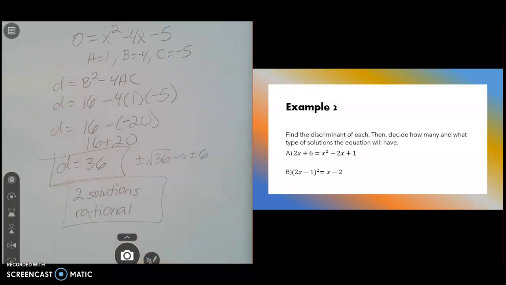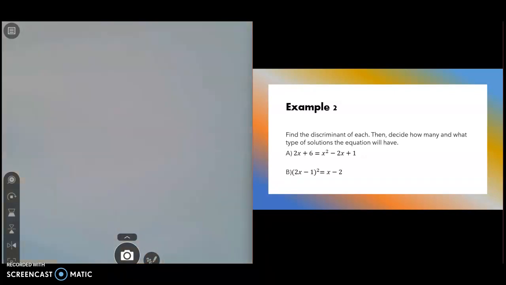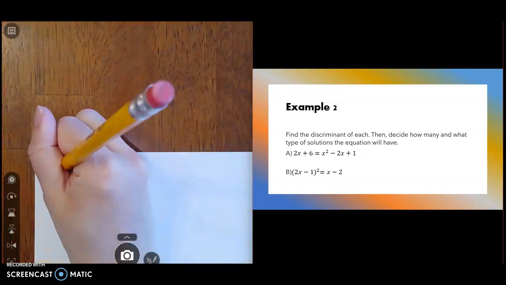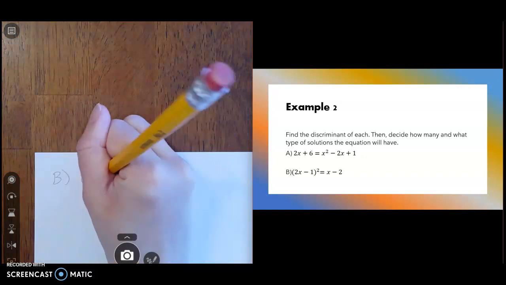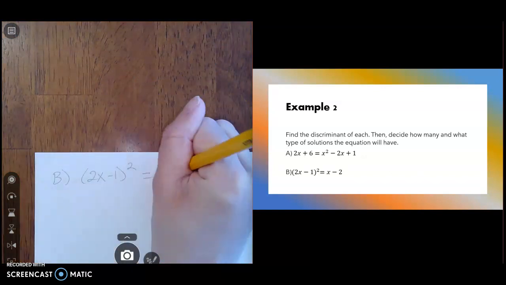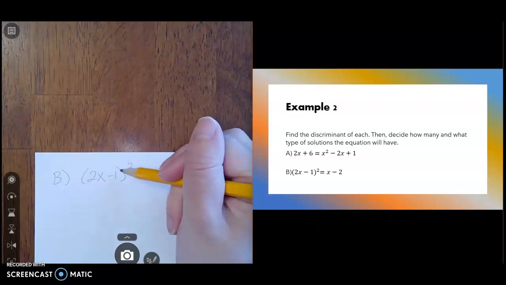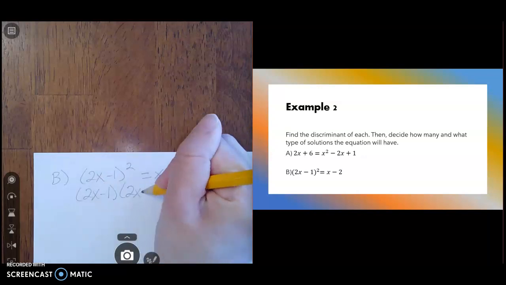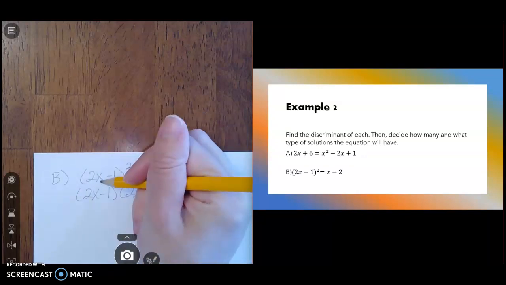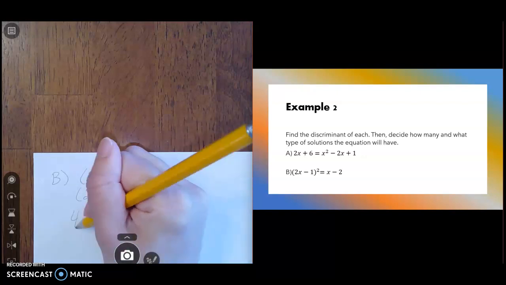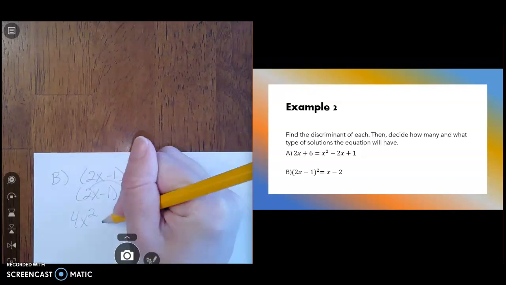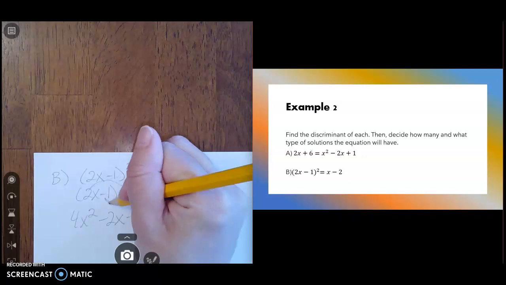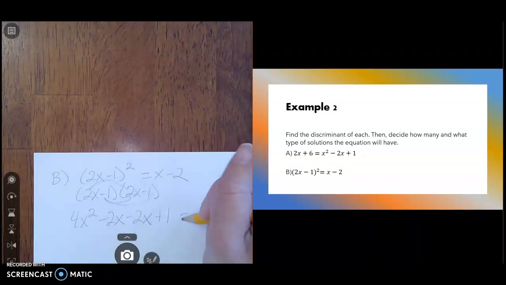Let's try another one. In part B, yet again, it's not in standard form. Yep, let's get it there. So I've got 2x minus 1 squared equals x minus 2. Now keep in mind when we have that parentheses squared, that's the same thing as 2x minus 1 times 2x minus 1. And I'm going to need to distribute. 2x times 2x is 4x squared. 2x times negative 1 is negative 2x. Negative 1 times 2x is negative 2x. And negative 1 times negative 1 is positive 1.